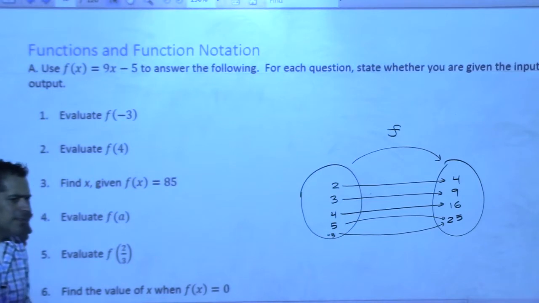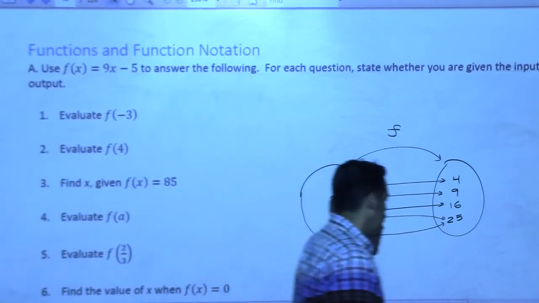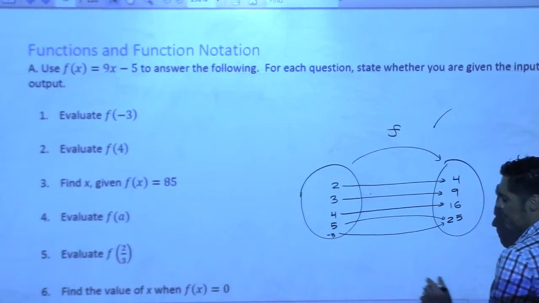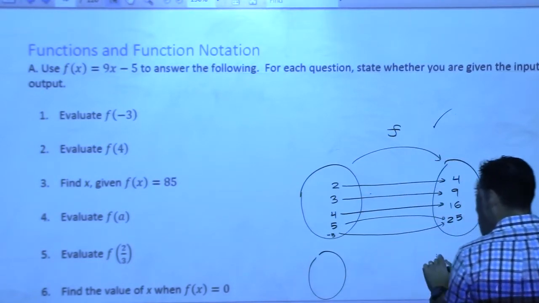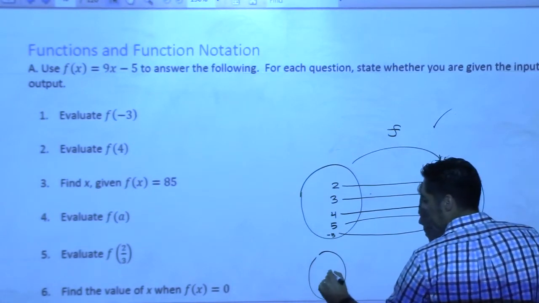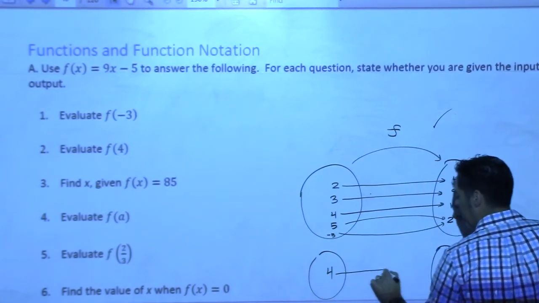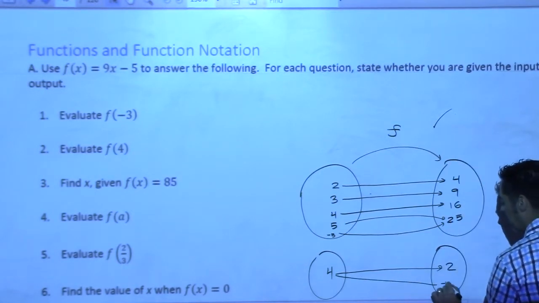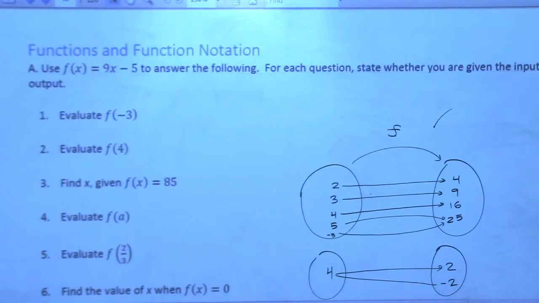Would you like to see something that does that? Just so you have an idea of what I'm talking about? Okay, let me try and show you something that breaks the rule of being a function. So this right here is a function. How about if I drew this picture? And let's say I put in 4 here, and it came out to be 2, but it also came out to be negative 2. That would not be a function, because you have an input 4 that goes to 2 different places. So no function here.